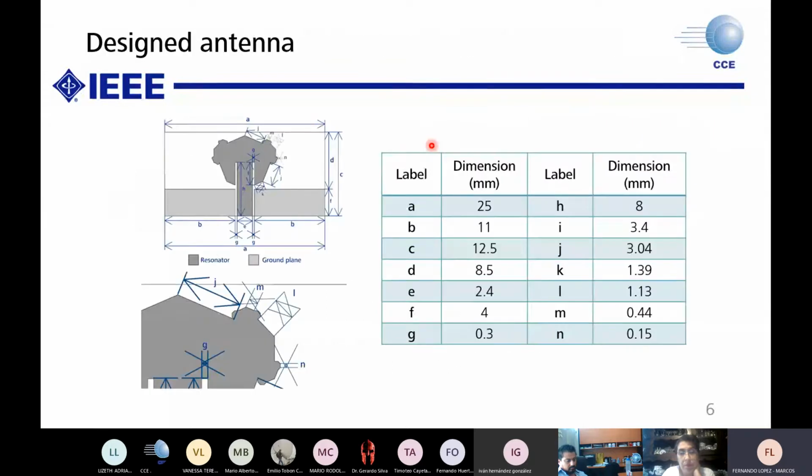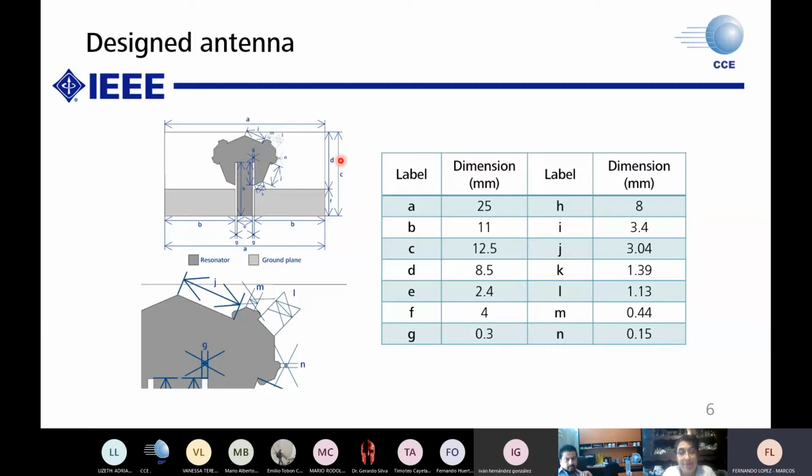The designed antenna is shown here. It consists, as we have explained, of an octagonal patch fed by a coplanar waveguide. A coplanar waveguide was selected because the resonator and the ground plane are both in the same plane.